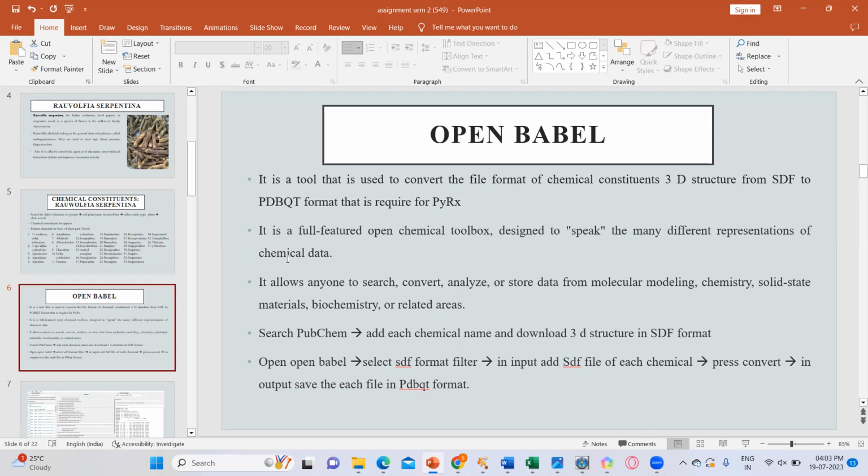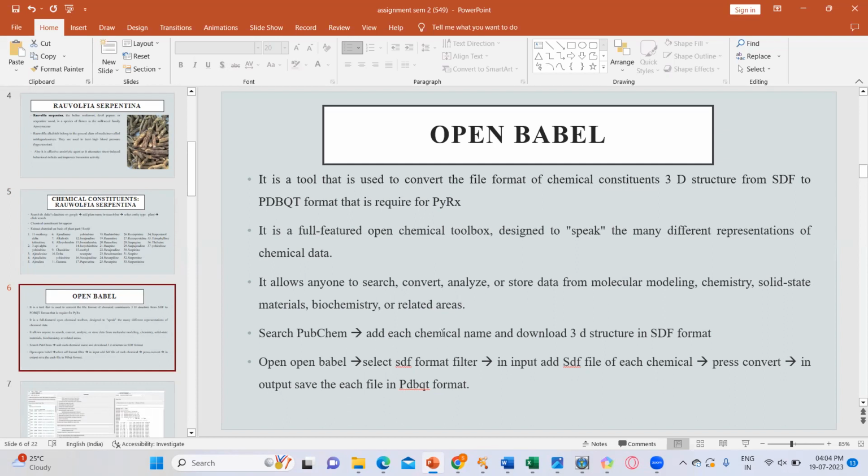So, after obtaining these chemical constituents, we have to search for them in OpenBabel. It is a fully featured open chemical toolbox designed to speak the many different representations of chemical data. It allows anyone to search, convert, analyze, or store data from molecular modeling, chemistry, solid state materials, biochemistry, or related areas. So first of all, we have to search PubChem.